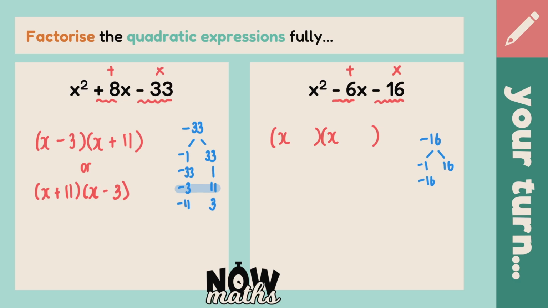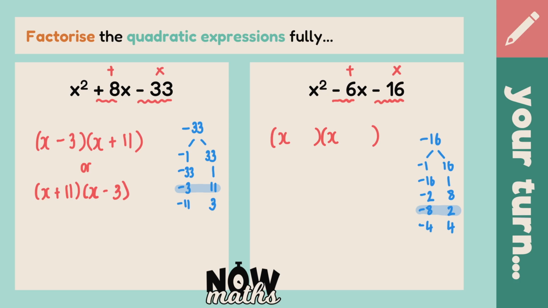negative 16 and 1, negative 2 and 8, or negative 8 and 2, and finally negative 4 and 4. We then need to find the pair which add together to give negative 6, and the only pair which add to give negative 6 are negative 8 and 2, since negative 8 add 2 gives negative 6.